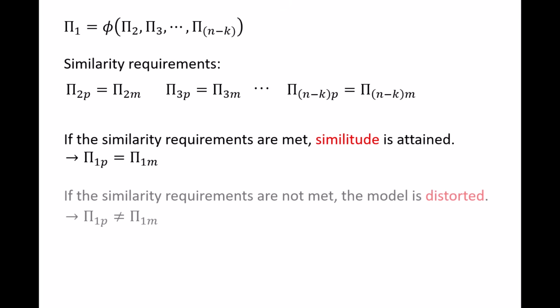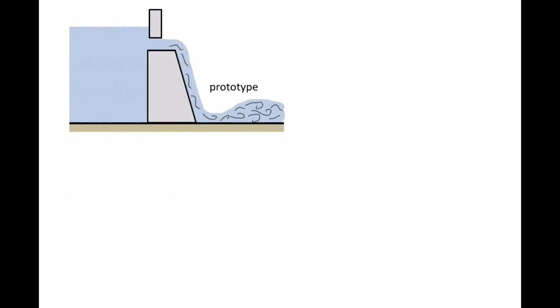But if even one of the similarity requirements is not met, the model is distorted and pi 1 of the prototype will not equal pi 1 of the model. However, it is possible that the prediction equation can still yield useful results despite this distortion. Many models are distorted for practical reasons.